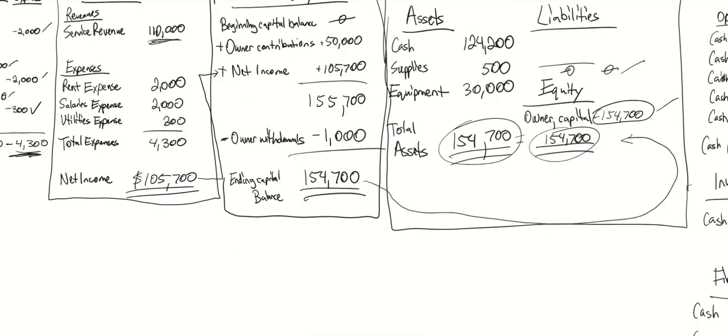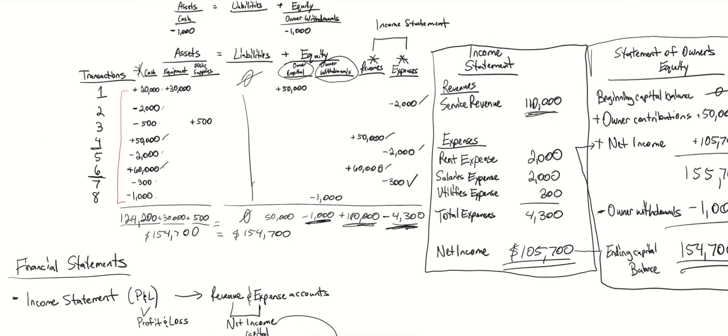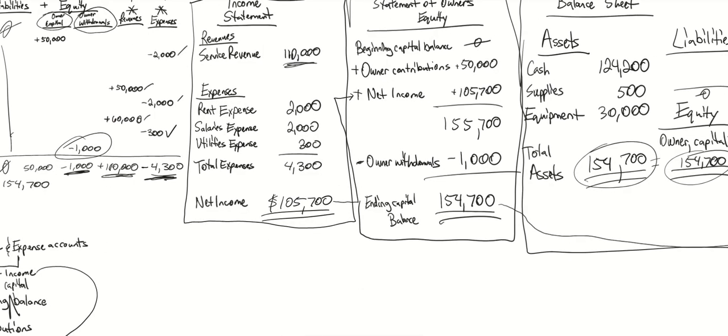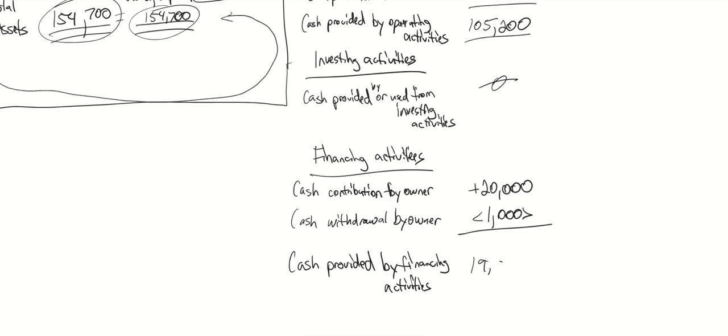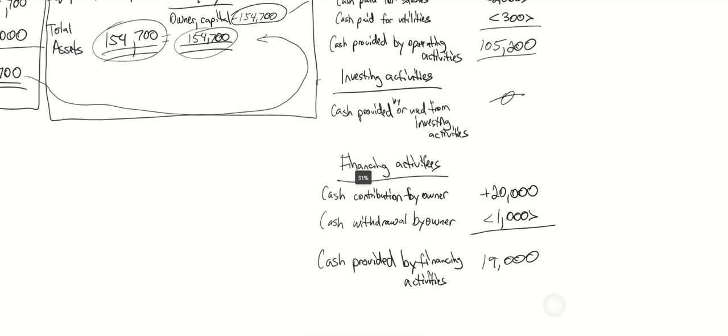So the cash withdrawal, we come back over here. We see that it was $1,000. So I'm going to put in $1,000. This will be a subtraction. Okay, so cash provided by financing activities comes out to be 19,000. All right.